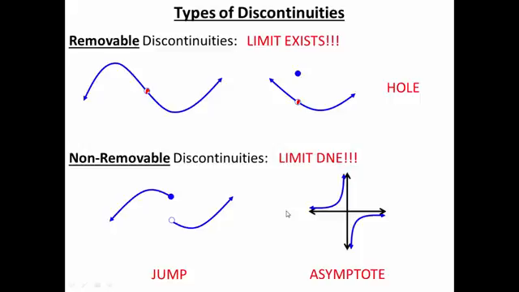Removable, again, I can just fill in one point and remove the problem. Non-removable, it wouldn't be just one point that I would have to fill in. I would have to move an infinite set of points to remove that problem, and I'm not going to take all the time to move an infinite set of points. Asymptotes, there's no connection here. There's no way I can just fill in one point and fix the problem. Holes are removable, jumps and asymptotes, non-removable. Limit exists, removable. Limit does not exist, non-removable.